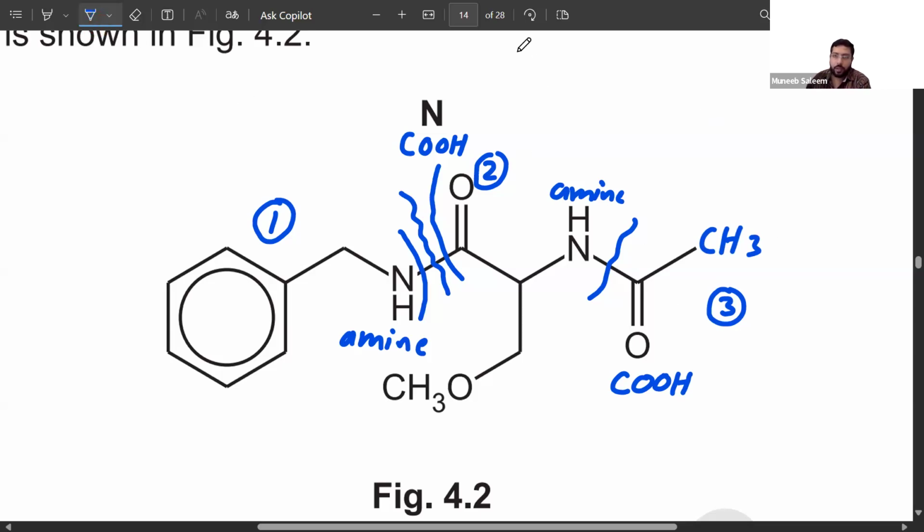I can write the third fragment in a simple way. Third is the CH3COOH. It is the ethanoic acid. So ethanoic acid is formed here.